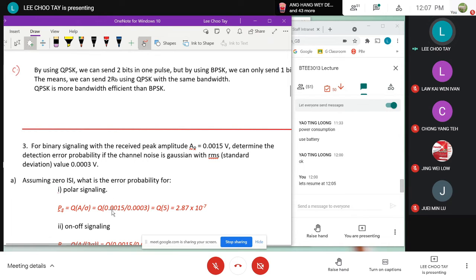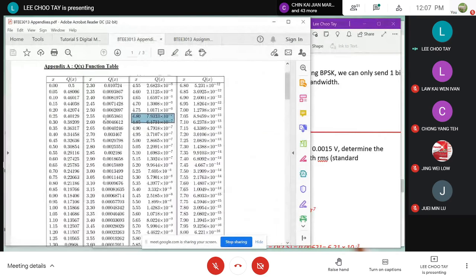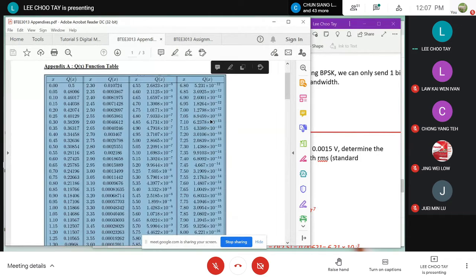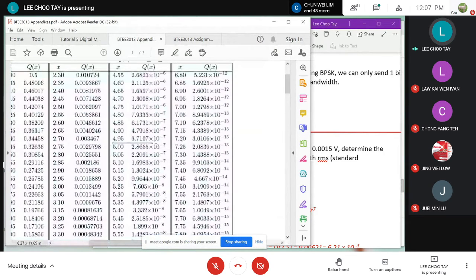A is 0.0015 and sigma is 0.0003. So that means we need to find Q of 5. How do you find Q of 5? Again, you need to make use of your appendix A. Where is Q of 5? It is this one here. Let me enlarge a bit now. Q of 5 is here.